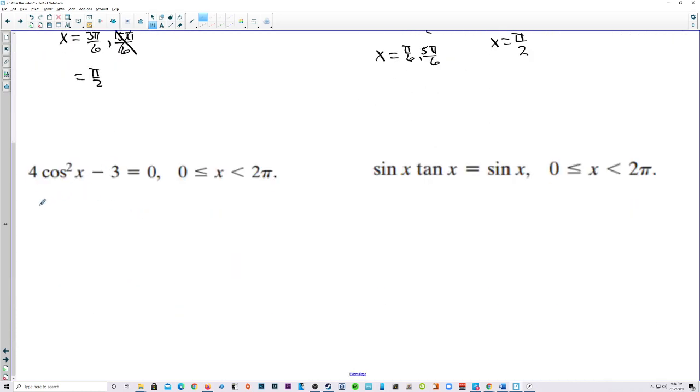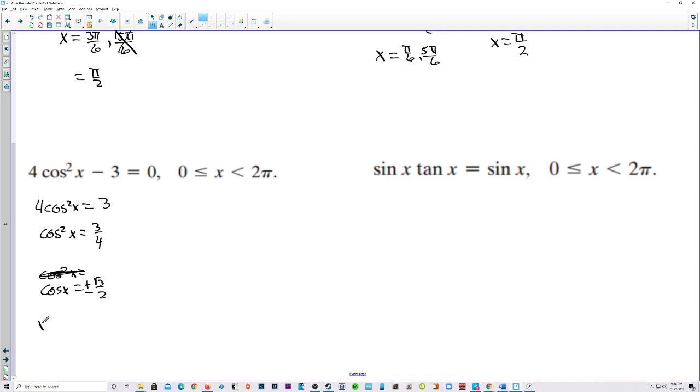On this one, let's add 3 over. So we have 4 cosine squared x is equal to 3. And we'll divide by 4. So that gives us 3/4. And now we're going to square root both sides. So cosine of x is equal to the square root of 3 over 2, but we square rooted both sides, so we need plus or minus.